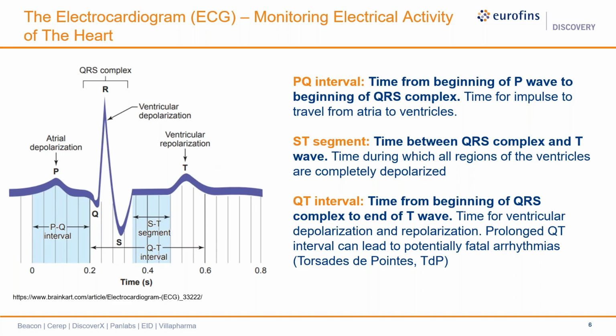And a change in the shape of the waveform can indicate that the patient has an arrhythmia or suffers from another heart condition. One important measurement is the QT interval, which is defined as from the start of the QRS complex to the end of the T wave. And this is basically the time that it takes for the ventricles to depolarize and repolarize again. And a prolonged QT interval can lead to potentially fatal arrhythmias, such as torsade de pointes or short TDP.